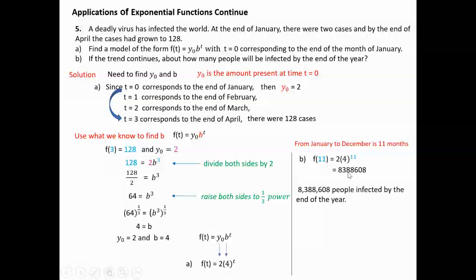So it's going to give us, let's see here, 800... let me see, 1, 2, 3. It's going to give us 8,388,608 people will be infected by the end of the year.